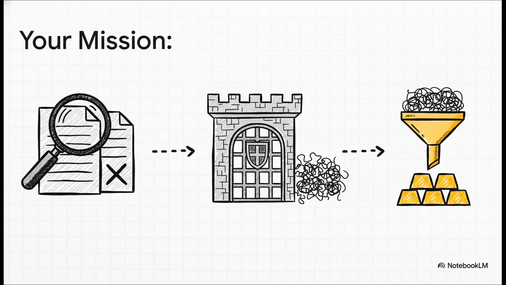Okay, so here's our mission for this explainer. First, we're going to become expert trackers, spotting and getting rid of those sneaky duplicate entries. Then, we'll build a fortress to keep bad data from ever getting in the first place. And finally, we'll learn the polishing techniques that turn that messy data into pure, analysis-ready gold.